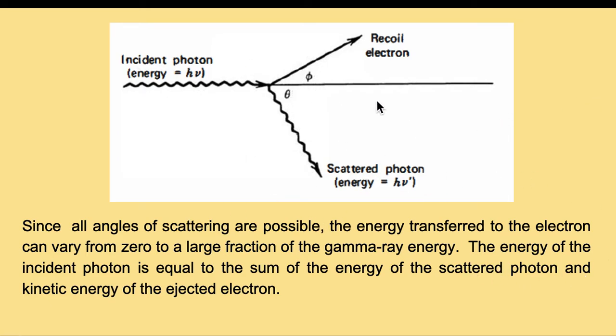The energy of the incident photon is equal to the sum of the energy of the scattered photon and the kinetic energy of the ejected electron. That means the incident energy equals the kinetic energy of the recoil electron plus the energy of the scattered photon. And you can see that the energy of the scattered photon will be less than the incident photon energy because a portion has been utilized for the recoiling of the electron.